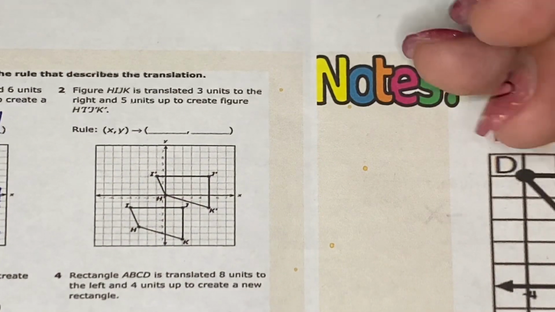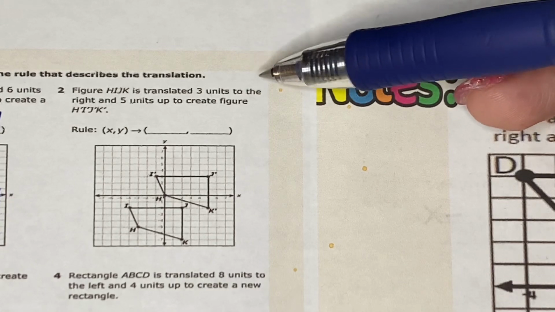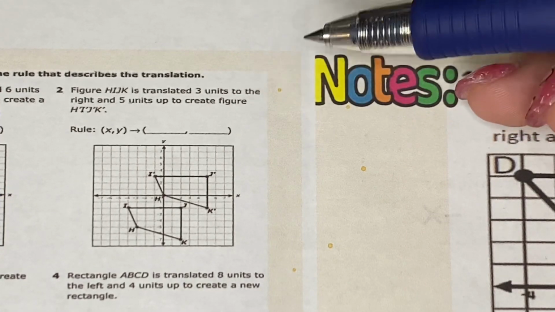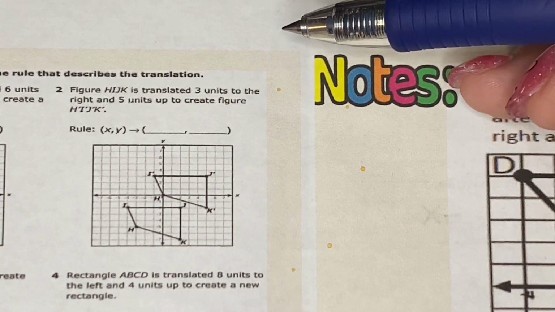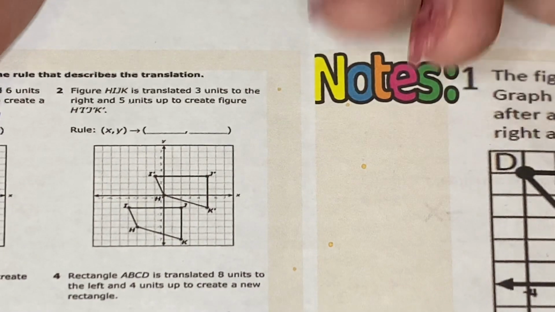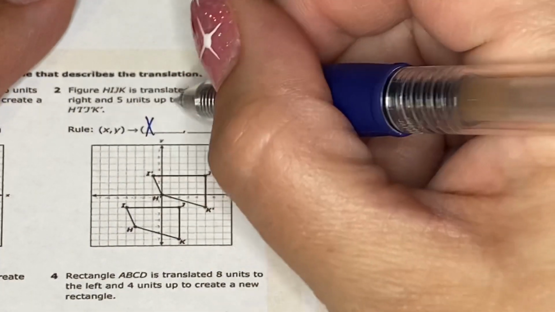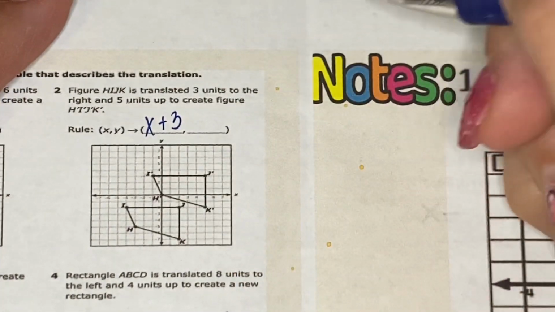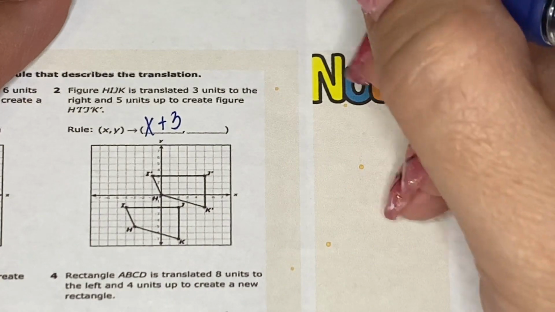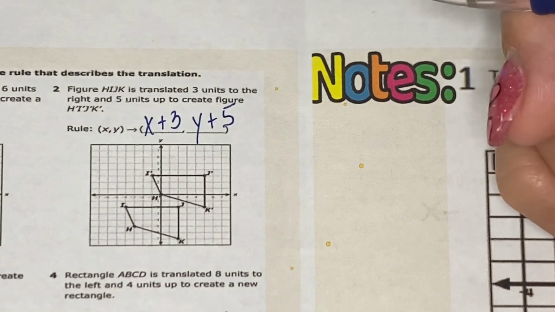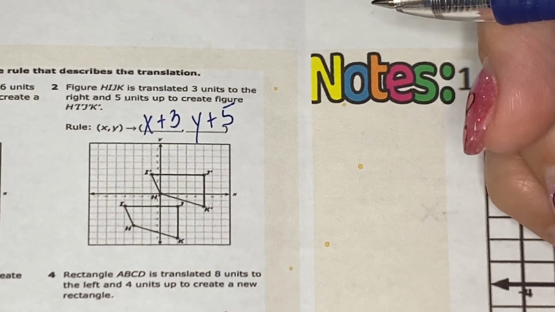Okay, number 2. It says figure HIJK is translated 3 units to the right and 5 units up to create figure H prime, I prime, J prime, and K prime. Okay, so 3 units to the right means we're going to move the X and we're going to move it 3 units. So it's +3. 5 units up means we're going to move on the Y and we're going to move up 5. That's the new rule. Number 3.